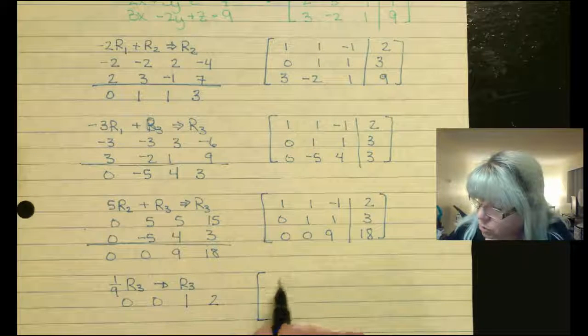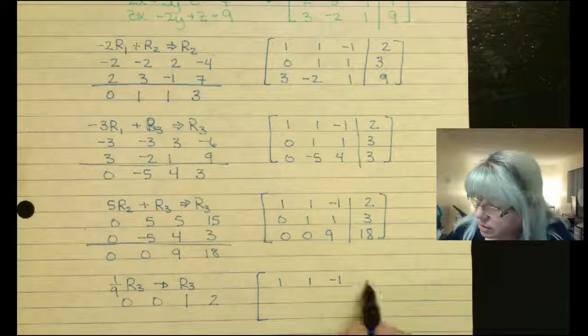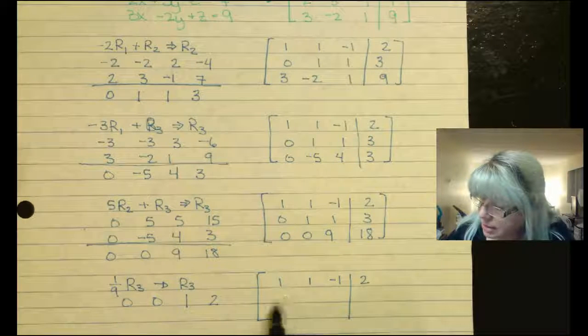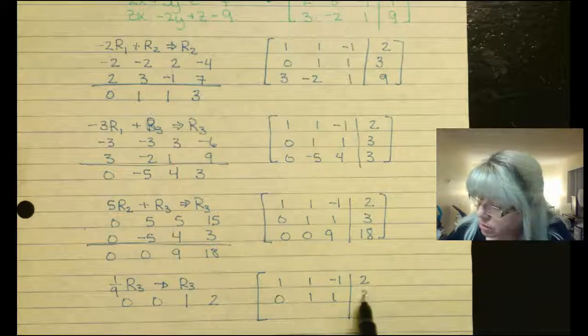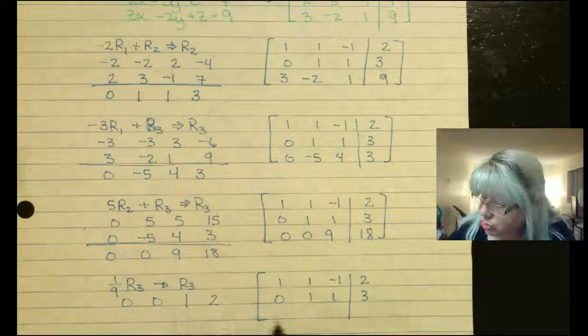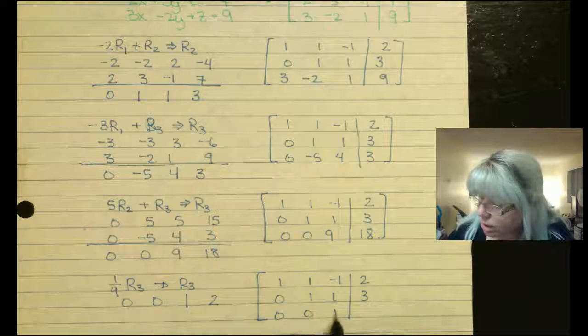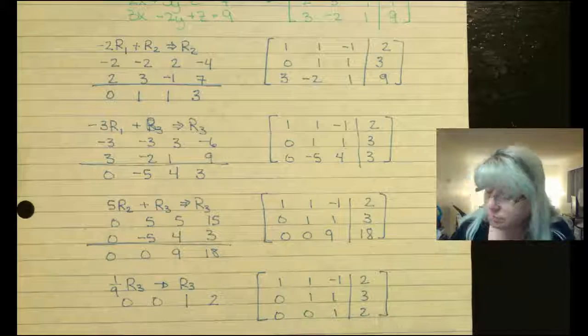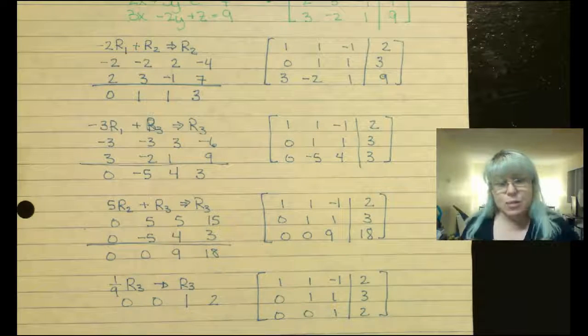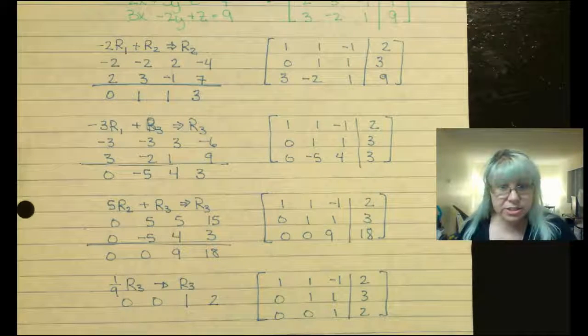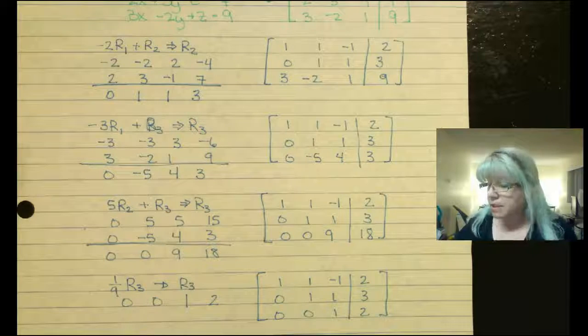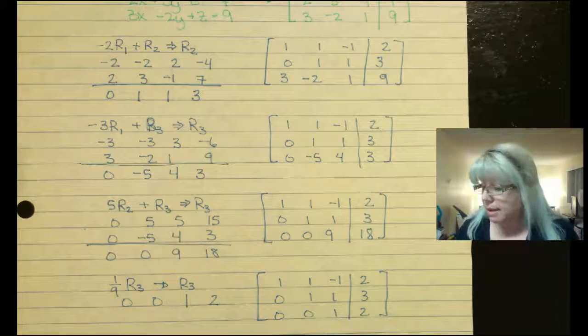Here's my new matrix. 1, 1, negative 1, 2. Didn't touch row 1. Didn't touch row 2. I did change row 3. 0, 0, 1, 2. Yay! We're done with all the heavy calculations. Yay, we got our matrix to look exactly how we want it.